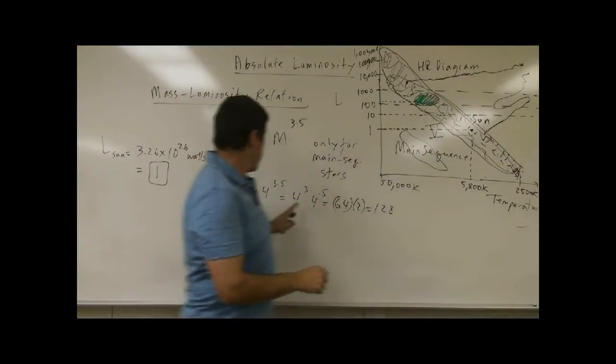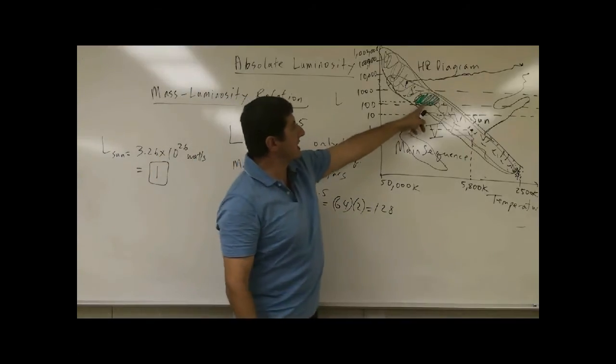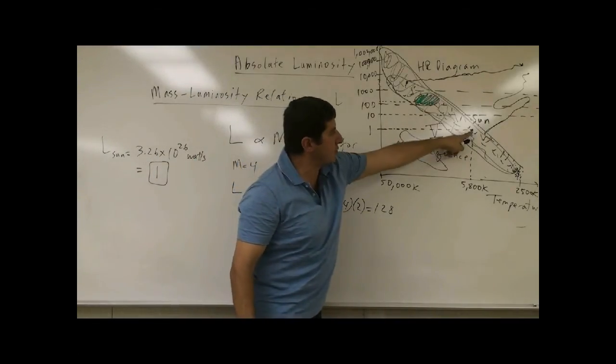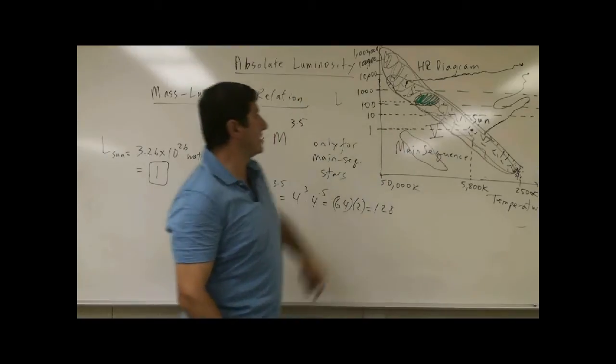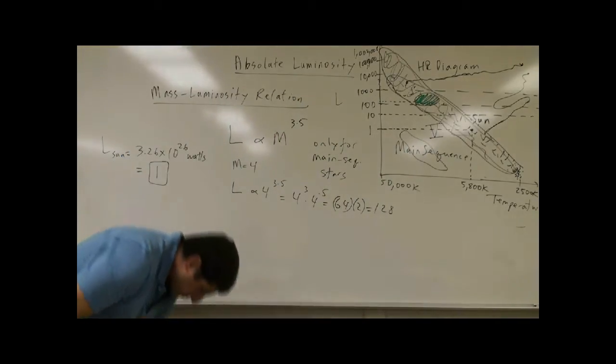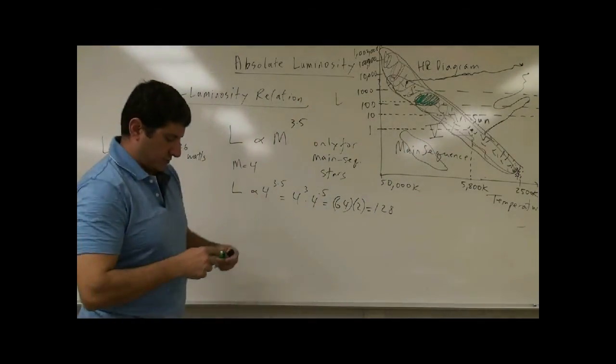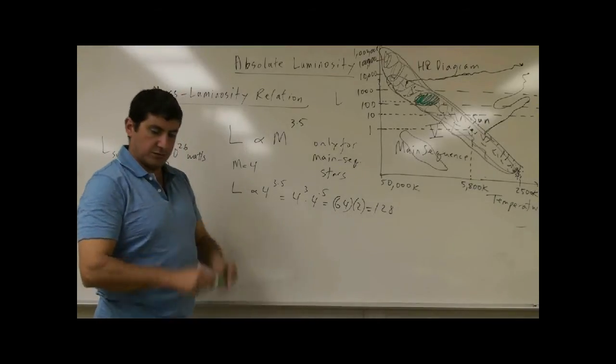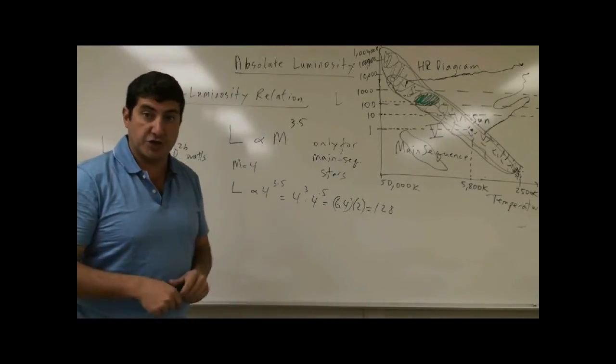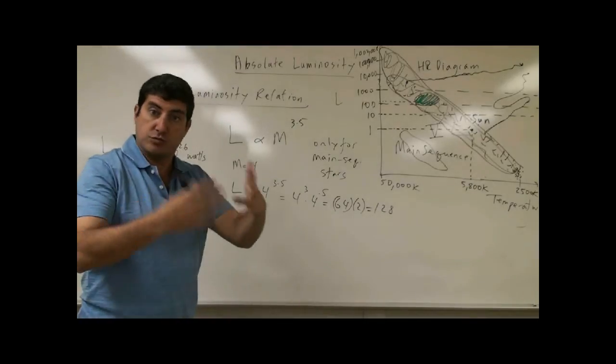Okay? This star that is 4 times heavier is likely to be sort of in that area. Notice where the sun is, so it is brighter than the sun. Okay? Well, how about a star that is heavier? Let's go kind of heavier.